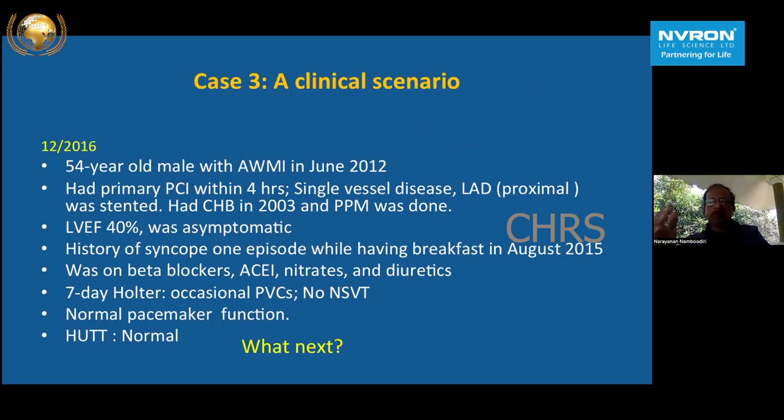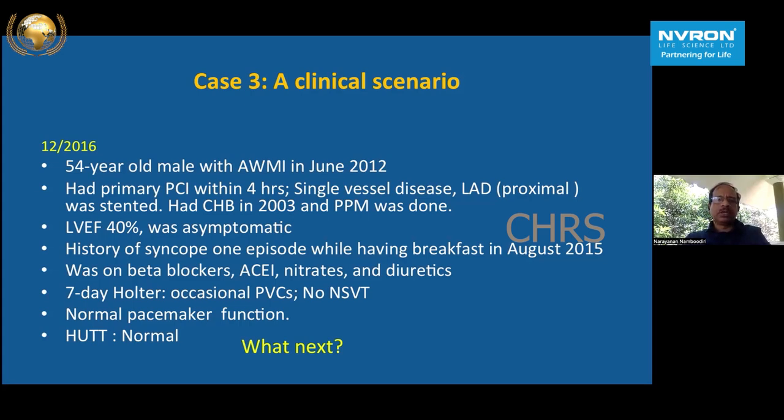So we are dealing with ischemic cardiomyopathy primary prevention, ischemic cardiomyopathy secondary prevention, non-ischemic cardiomyopathy secondary prevention, and non-ischemic cardiomyopathy primary prevention. The third and fourth subgroup we have completed. Now we will come to the first and second subgroup.